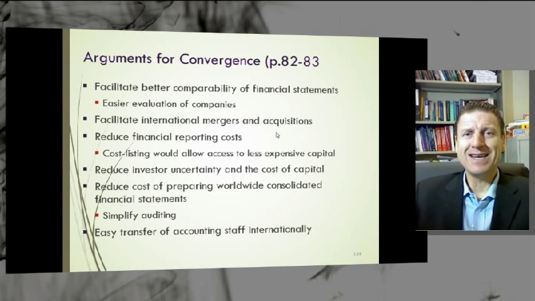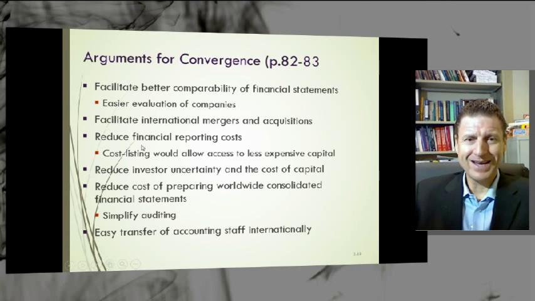To reduce financial reporting costs. We had the example of Daimler-Benz. Over $60 million was spent to actually list in the US stock market. Cross-listing will allow access to less expensive capital. Next, reduce investor uncertainty and the cost of capital. We can see that. And next, reduce the cost of preparing worldwide consolidated financial statements. Obviously, much cheaper if there are less differences, less reconciliations that we have to do.